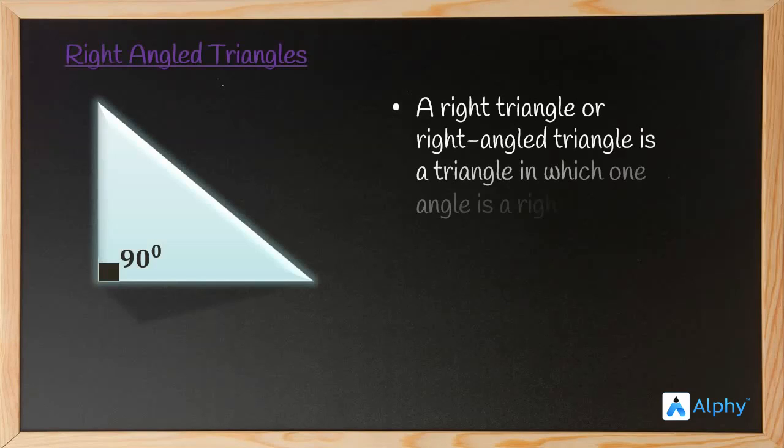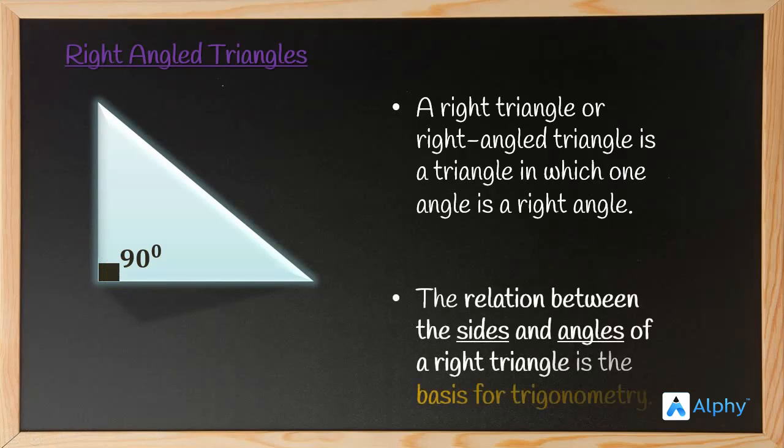We know that a right triangle or a right angle triangle is a triangle in which one angle is a right angle. So this is the perpendicular side of the triangle and this is the base side of the triangle, and these two sides form an angle of 90 degrees with each other. Alright? The relation between the sides and the angles of a right triangle forms the basis of trigonometry.